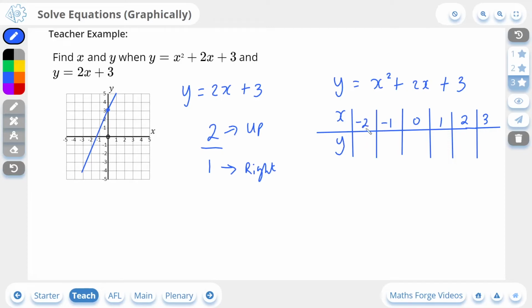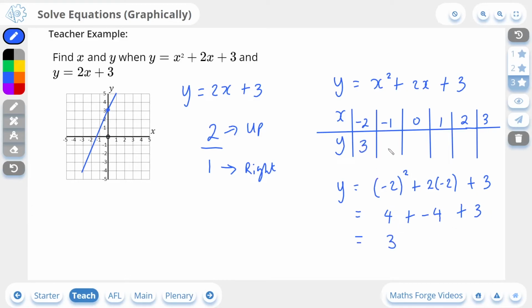And when we input -2 into x, we get the following for y. -2 to the power of 2. So we're replacing the x here with the x values that we're substituting it for. This is going to give us 4 plus 2 times -2, which is -4, plus 3. So our y value when x is -2 is 3, because of course plus and a minus make a minus. 4 minus 4 is 0, plus the 3 is just 3.